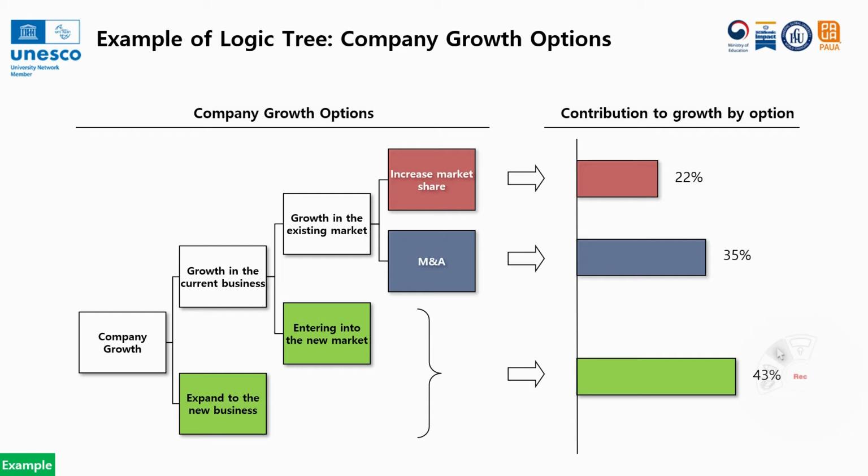But whether or not we sell the existing product to the customers in the 40s or 50s or in their 20s or 30s, still we are selling the same existing product. So growth in the current business covers those two solutions. In that sense, growth in the current business is divided into growth in the existing market and entering into the new market. That is mutually exclusive and collectively exhaustive.